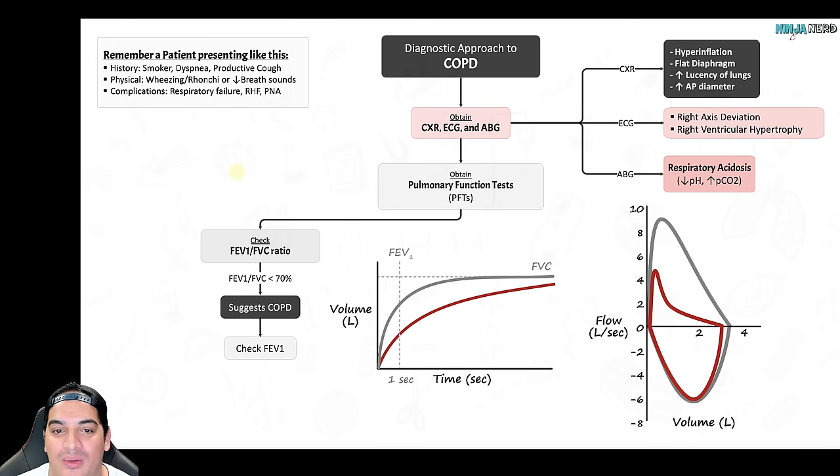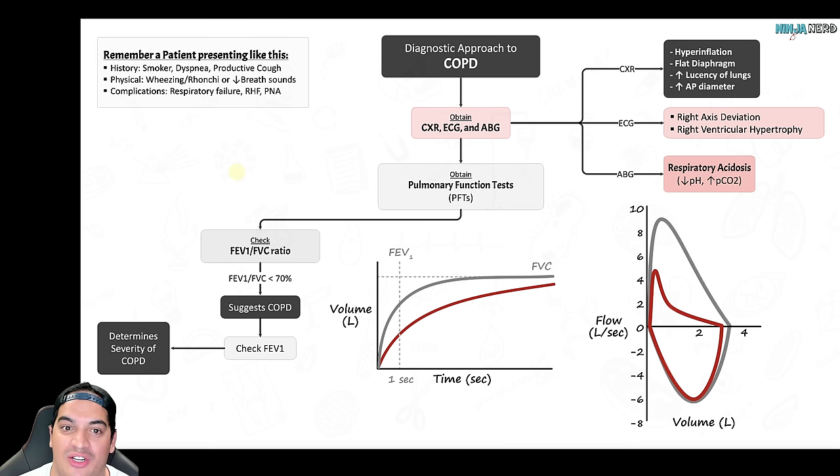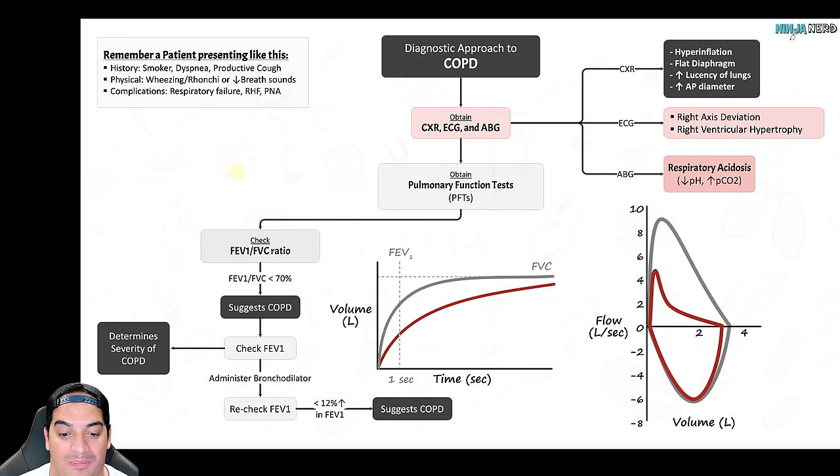Well, I check the FEV1. And again, this helps me to determine the degree of severity of their COPD, but I use this as a tool after I give them a bronchodilator. If I give them a bronchodilator and I recheck their FEV1 and it's less than 12% increase, that's more suggestive of COPD than it is asthma.